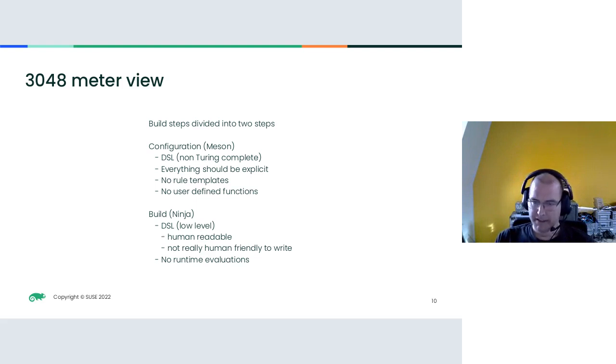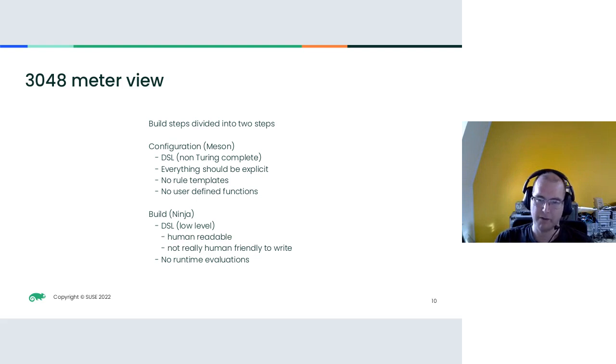Meson also has a strong opinion on certain things. One thing is it should not be Turing complete, so you can't do any old things you might want to do in those steps. For example, there are no template rules, which is kind of disappointing, let's say it this way. But it has some upsides.